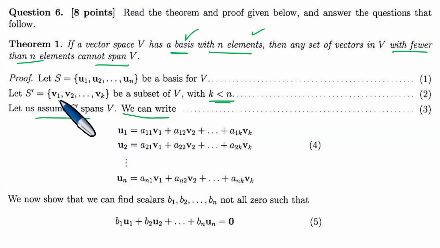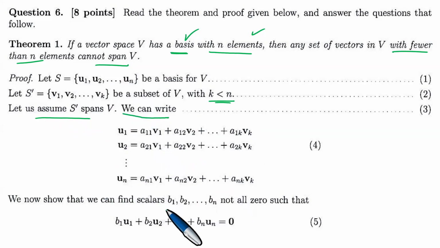So S primed has how many elements? It has the k elements. So now you take the k elements and then you multiply them by what? By scalars. These scalars are not just scalars, but they are given particular names. So obviously you can see that S has how many? N. So you take U1, you write this as a combination of this. U2 is a linear combination of this. And up to Un is a linear combination of that.